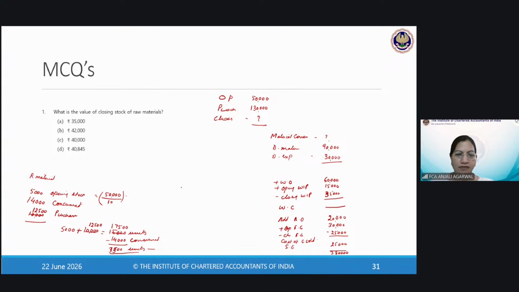Now 3,500, if we are following FIFO, 2,500 is at the rate of 12 and 1,000 is at the rate of 10. Which means the value of closing stock is 35,000. Okay. So this was the technical point in this question.